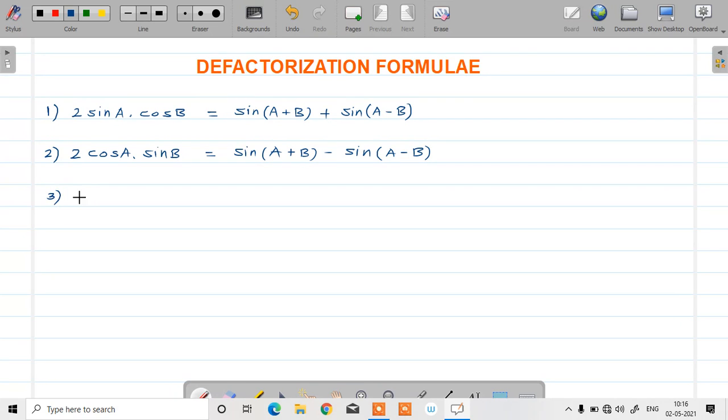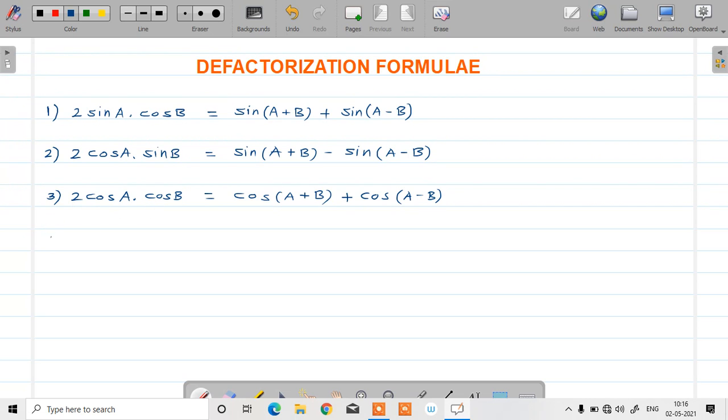Then the third one. The next possible combination is 2 times cos A into cos B. This combination you will get if you add cos(A plus B) and cos(A minus B). Just apply the compound angle formula here, then you will get this. So this is the defactorization formula.